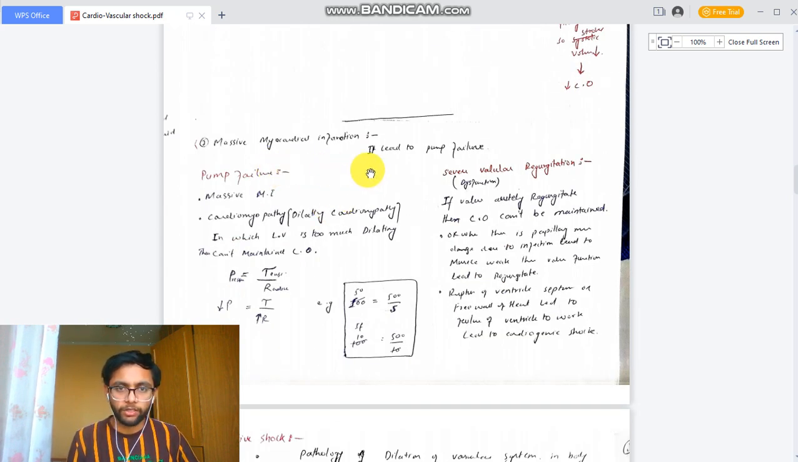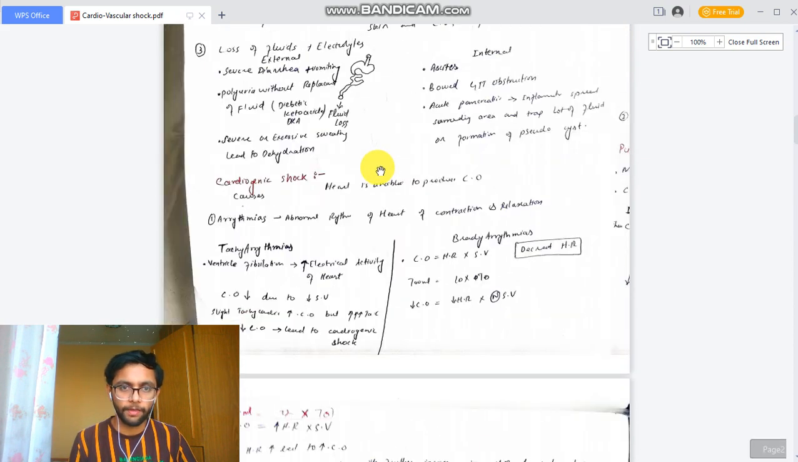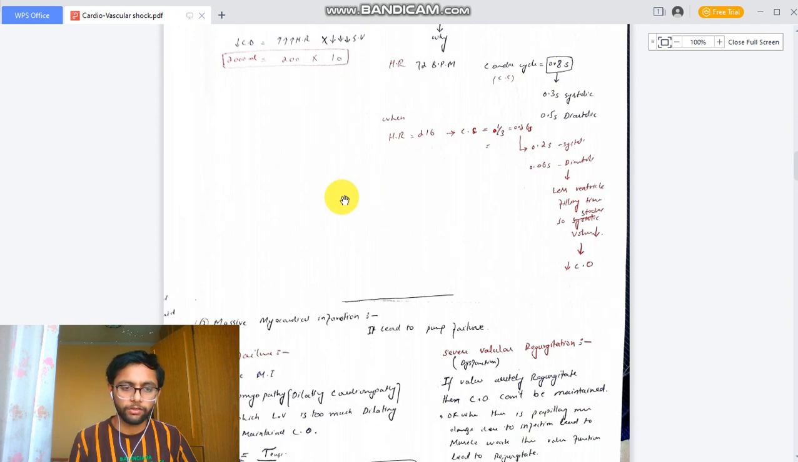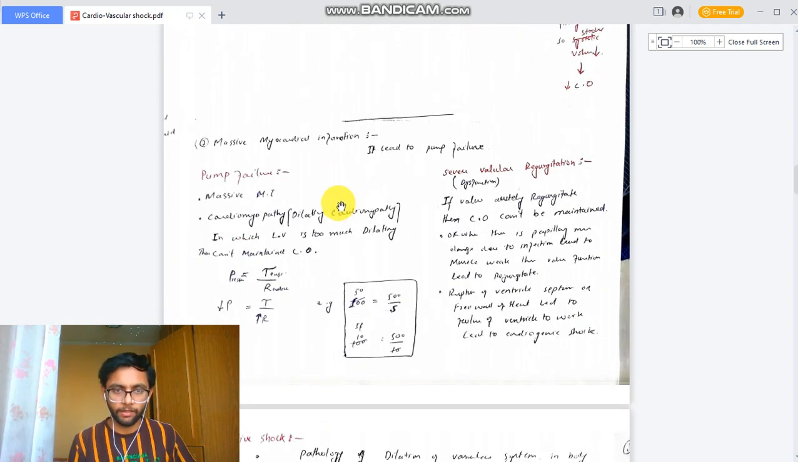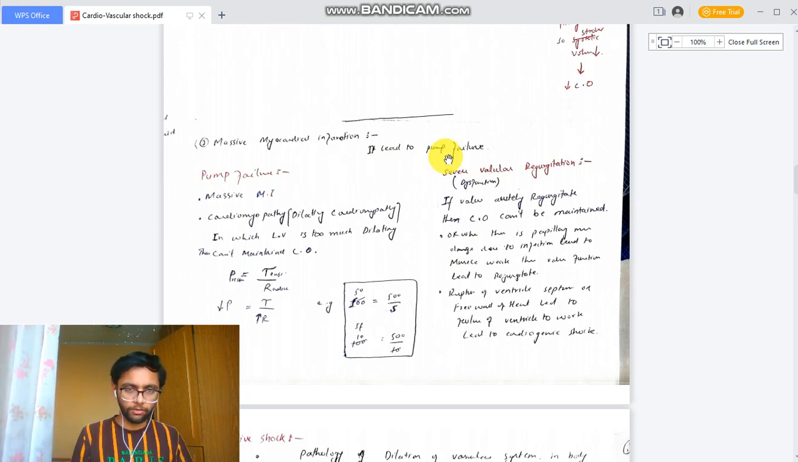Massive myocardial infarction leads to heart pump failure. Okay, so we know that cardiogenic shock is also pump failure. So we discuss in detail how massive myocardial infarction leads to pump failure. Myocardial infarction is damage to the heart wall, the heart muscles. If the heart muscles are damaged, then the heart cannot contract powerfully. So myocardial infarction leads to pump failure.